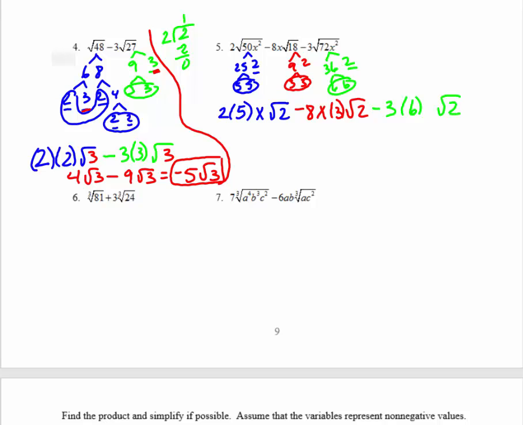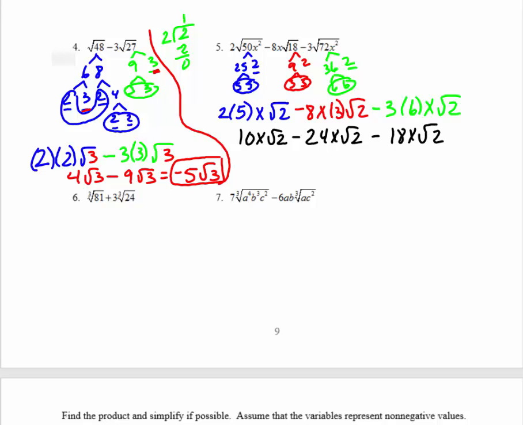Same thing with this variable, power divided by index. My power is 2, divided by 2 can go one time with a remainder of 0. So x to the first comes out and no x's are left underneath. So now we'll multiply. 2 times 5x is 10x square root of 2. Minus 8x times 3 is 24x square root of 2. Minus 3 times 6x is 18x square root of 2.